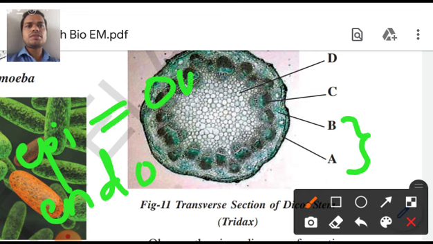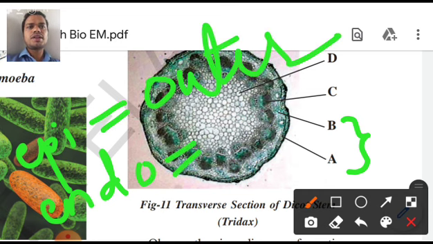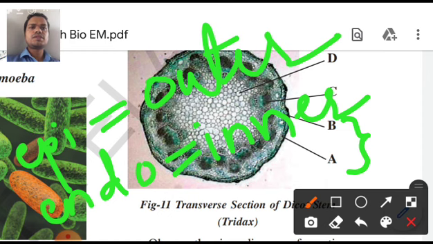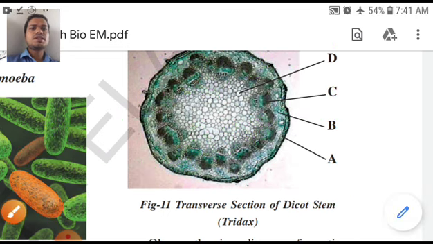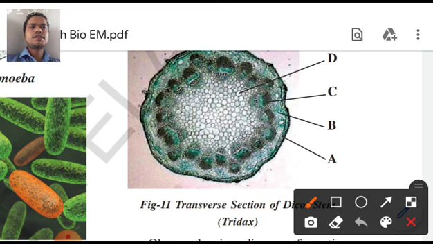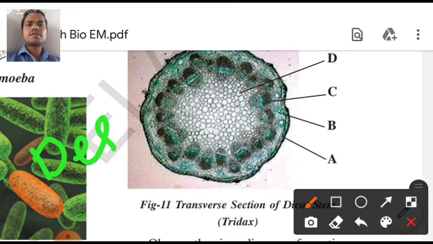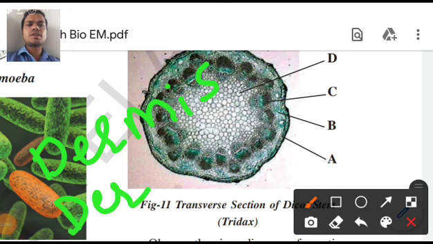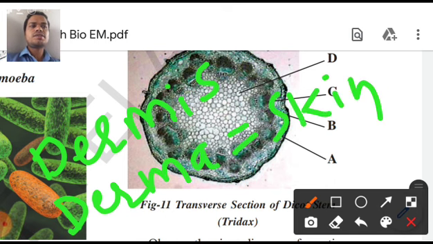Epi means outer, endo means inner. Okay, so I request all of you to please take a notebook and write all this information in your notebook. Now epi means outer, endo means inner. Now what is the next thing? The next thing is dermis. What is the meaning of dermis? Dermis is a word formed from a special word called derma. Derma means skin.